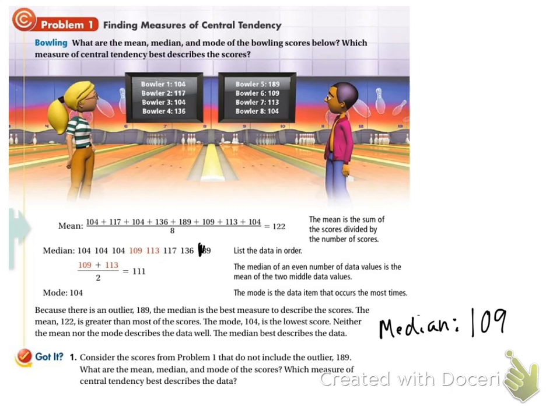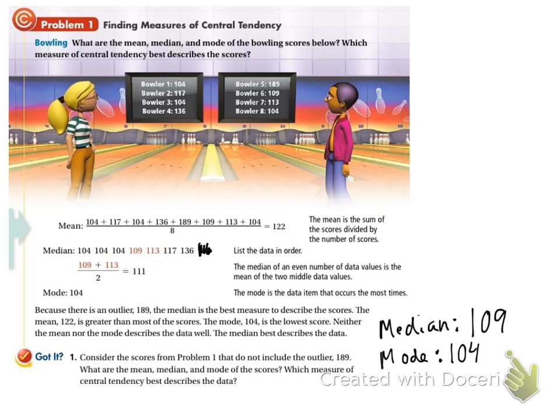Okay, so let me erase that so that we can actually see all of our other stuff, because that's a nice list, I think, to look at. So the one that happened the most often, the mode, would be 104, right? 3 people got 104. So our mode is 104. And then we got to find our mean.